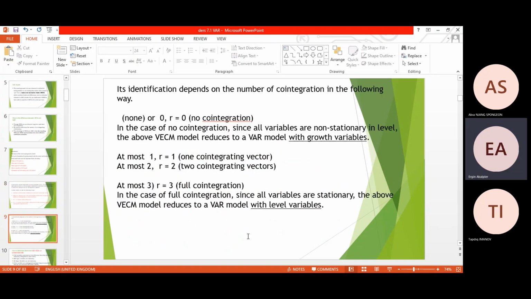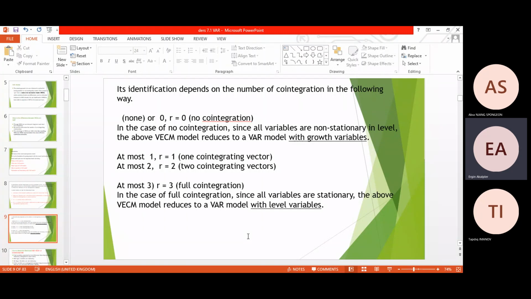Its identification depends on the number of co-integrations in the following way. None, or so-called 0, R equal to 0, means no co-integration. In this case of no co-integration, since all variables are non-stationary in levels, the above vector error correction model reduces to a VAR model, as I mentioned in the last slide, with growth variables. At most 1, which is R equal to 1, means one co-integration vector.